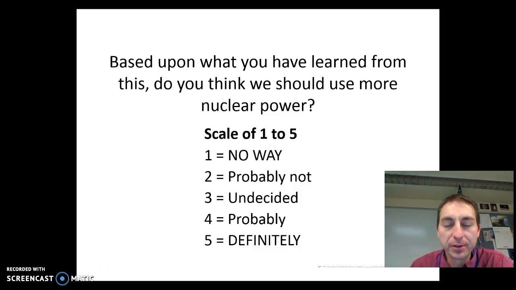So what I want you to reflect on is, now that you've learned a little bit about nuclear power, what do you think? Is this something that we should be using? Is this part of our energy future? Is this something that we should not be using? I'd like you to put a little bit of thought into that and see what you're ready to talk about in class next time.